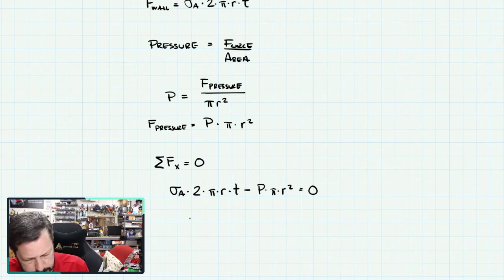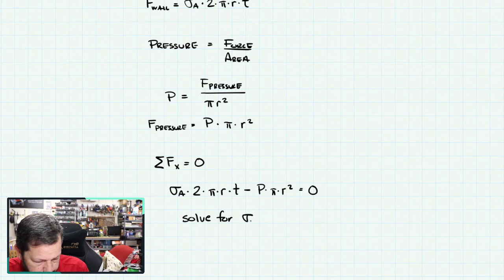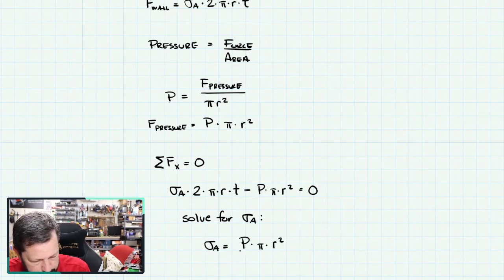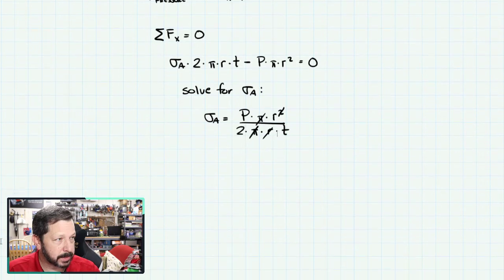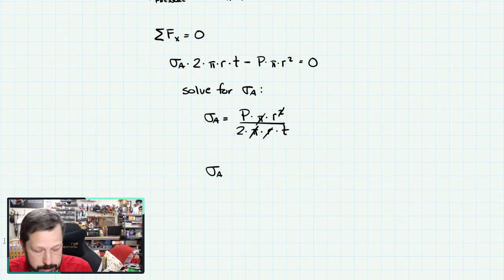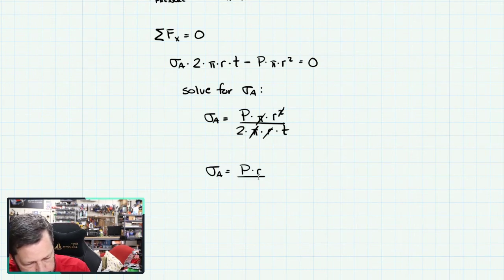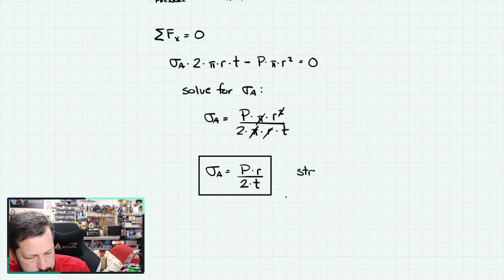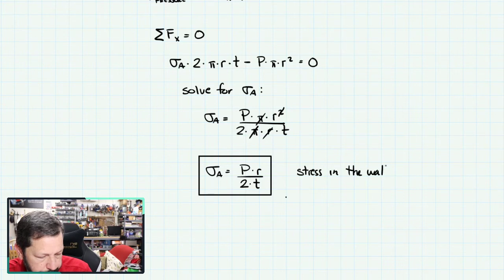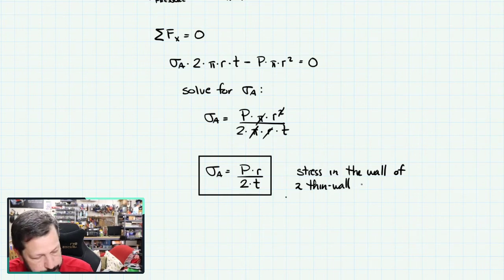So I can take this equation and solve for sigma A, and I end up with sigma A equals p pi r squared over 2 pi r t. So the pi cancels out, the r squared cancels out with the r, and this equation just simplifies to sigma A, the stress in the wall of a spherical pressure vessel, equals p r over 2t. And that's all there is to the equation. That's the stress in the wall of this thin wall, spherical pressure vessel.